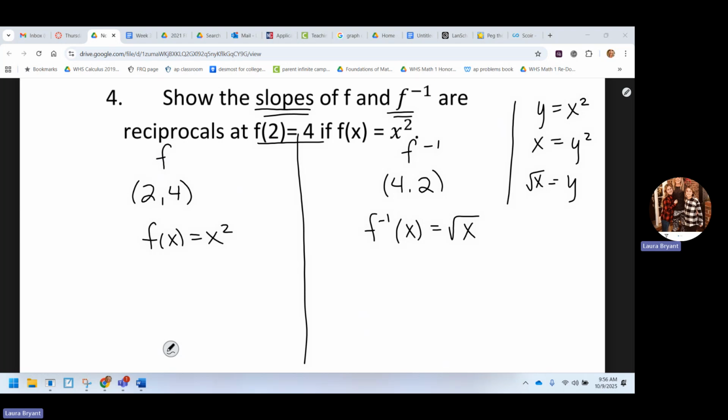So we got our points, we got our equations. We're just going to do the slope of each, so show the slopes are reciprocal. So I'm going to do slope on this side. Oh, how do we get slope again? Now that we're in calculus, we just do a derivative. You don't have to do y2 minus y1. We just do the power rule, which is 2x. And so then on this side, my derivative at 2 will give me the slope. So 2 times 2 is 4.